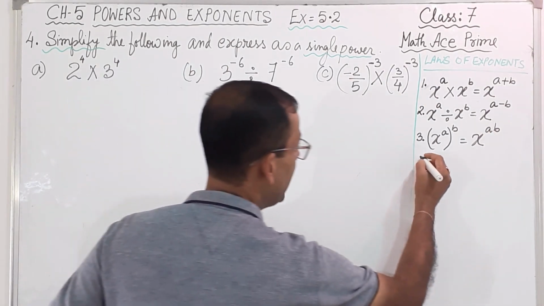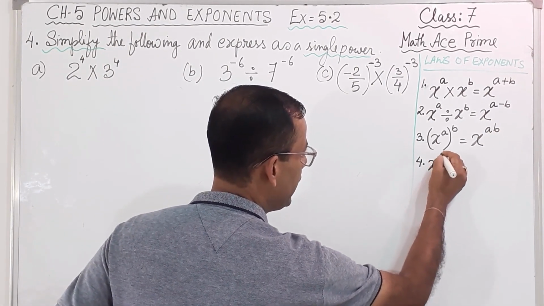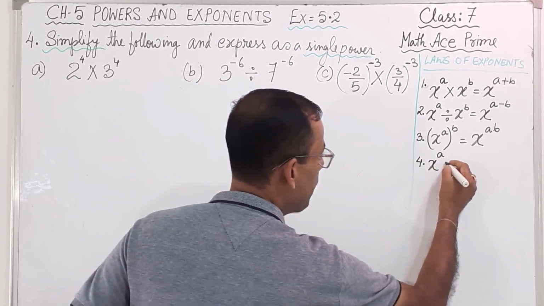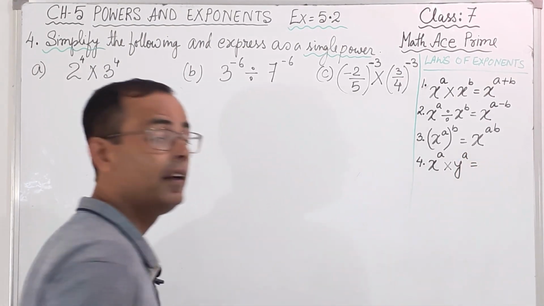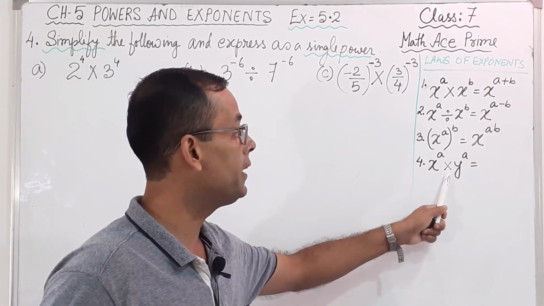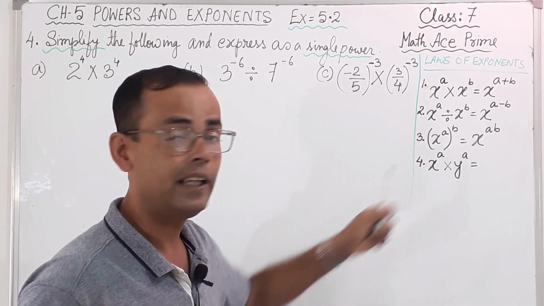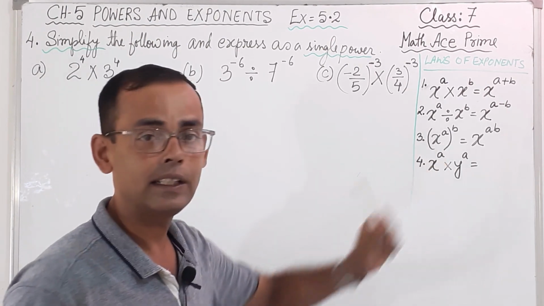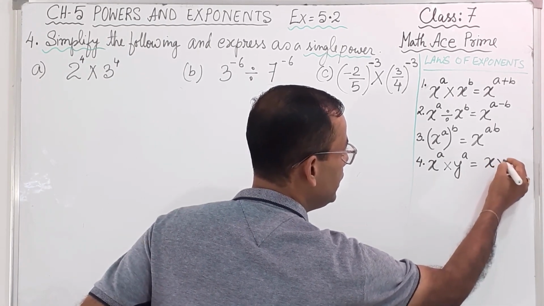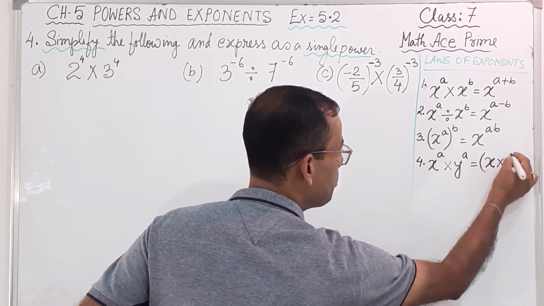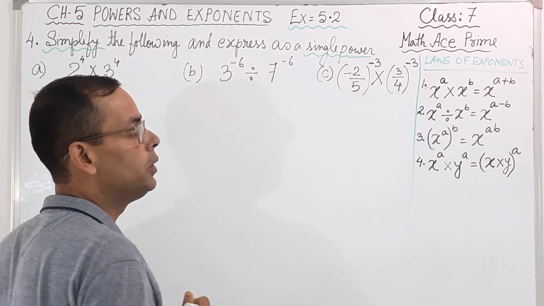Now today we will understand another new law. What is that one? x to the power a multiplied by y to the power a. See nicely, here I wrote x to the power a multiplied with y to the power a. Here the bases are not the same, multiplication is there, but the powers are the same. So I will write x into y together in one bracket, and write it to the power a.